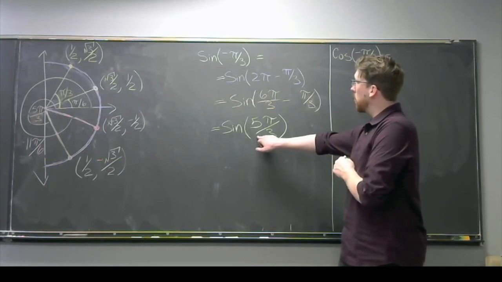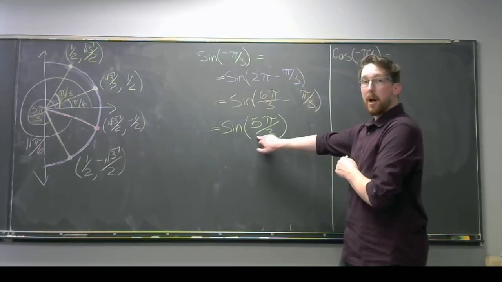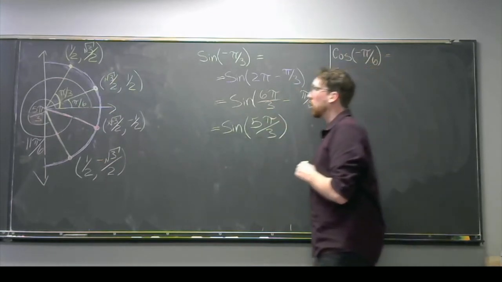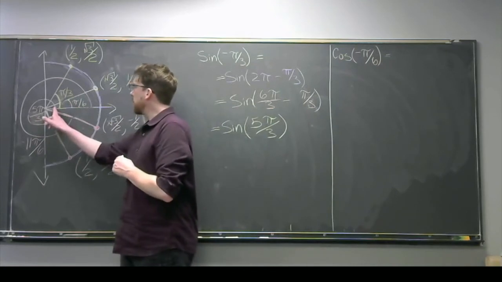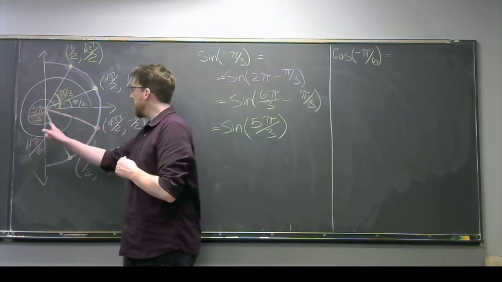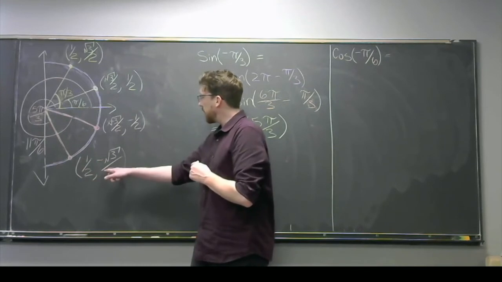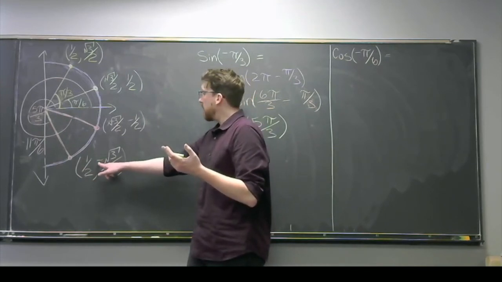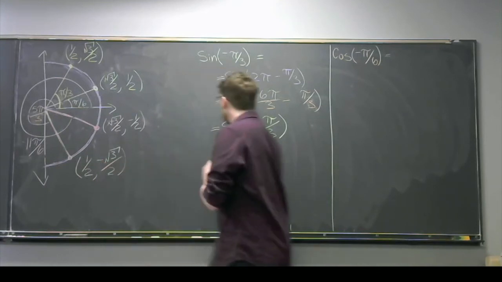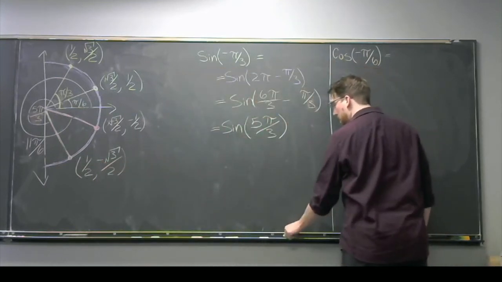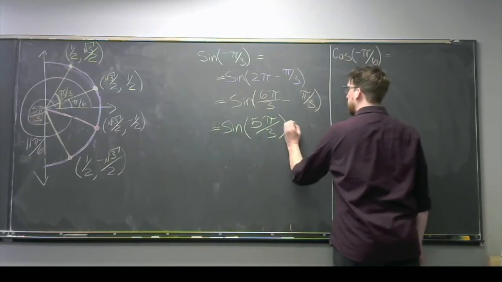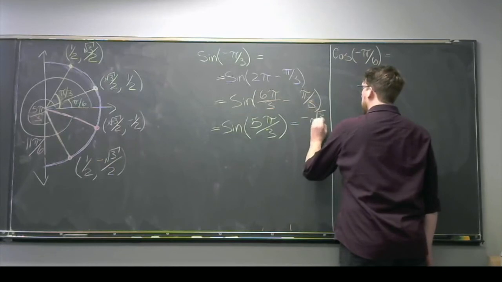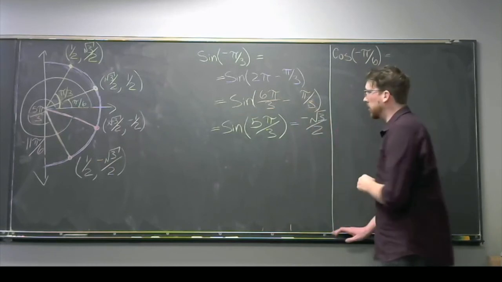Well, we know what the sine of 5 pi over 3 is by looking at our unit circle. Our unit circle, going 5 pi over 3 radians, tells us that the y value is equal to negative square root of 3 over 2. So the sine must be negative square root of 3 over 2.